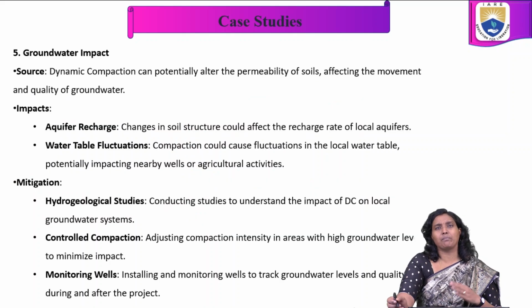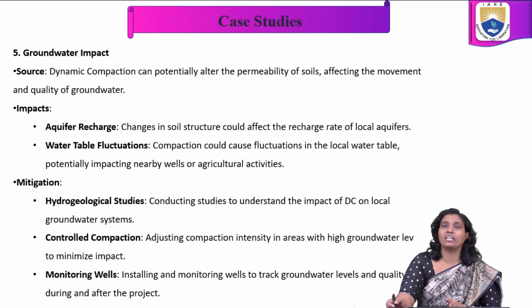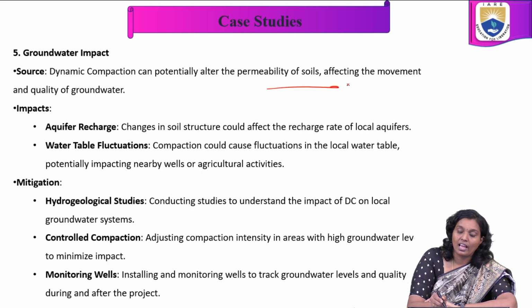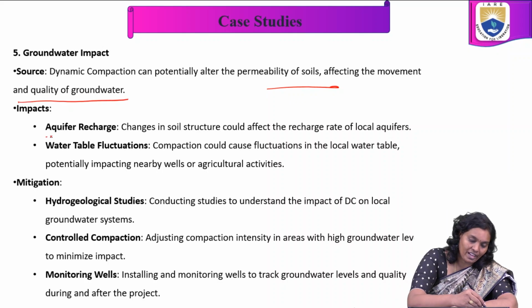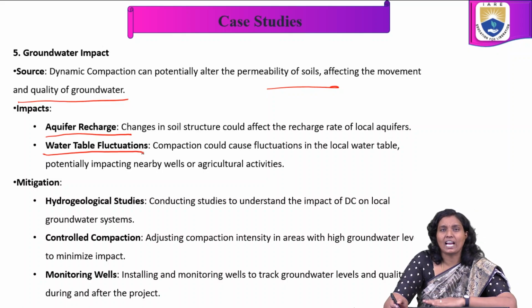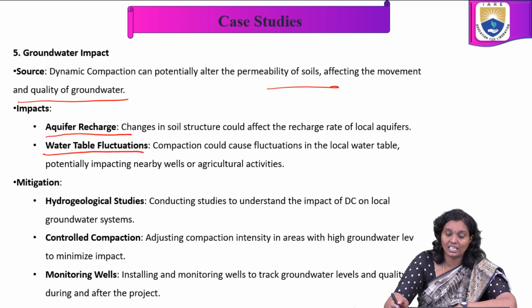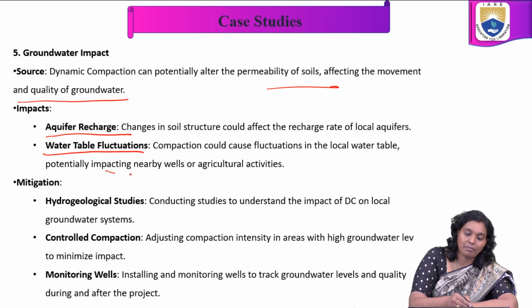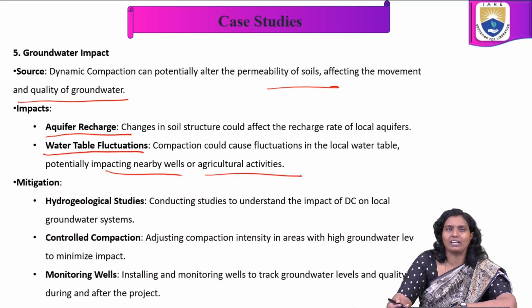And the groundwater impact: dynamic compaction can potentially alter the permeability of the soil, affecting the movement and quality of groundwater. It impacts aquifer recharge and water table fluctuations. In aquifer recharge, changes in soil structure could affect the recharge rate of local aquifers. And also the compaction could cause fluctuations in the local water table, potentially impacting nearby wells or agricultural activities.